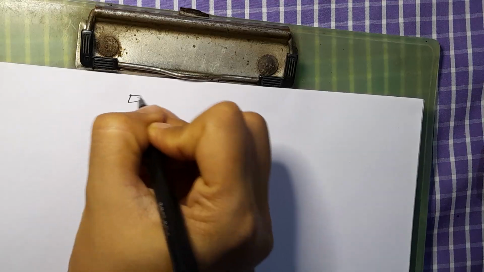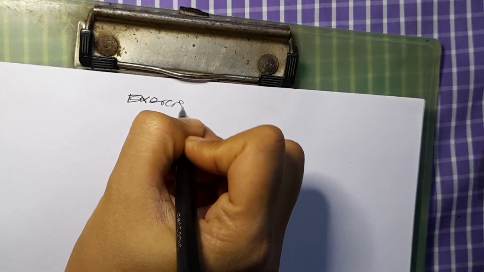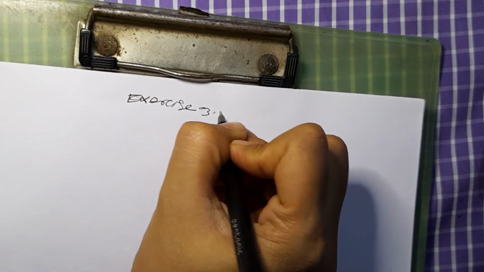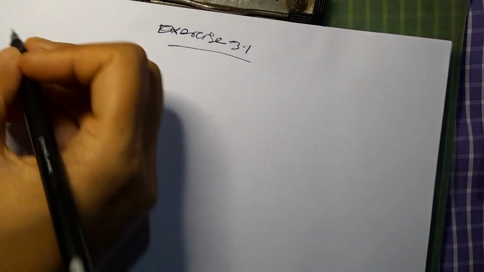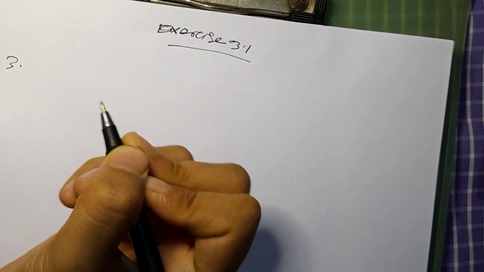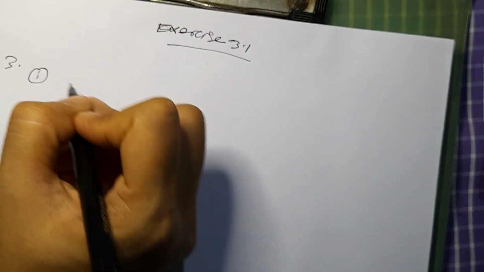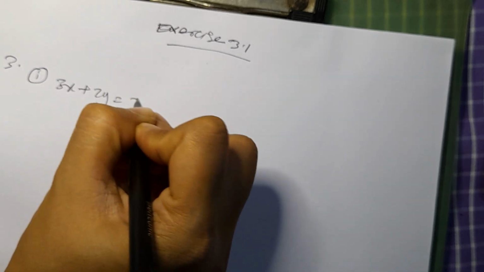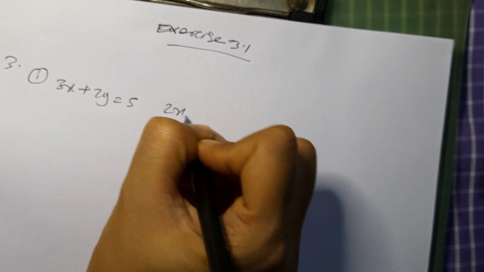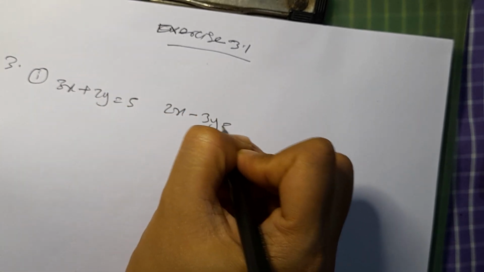Exercise 3.1, question number 3, Roman number 1. It's given 3x plus 2y equal to 5. Another is given 2x minus 3y equal to 7.